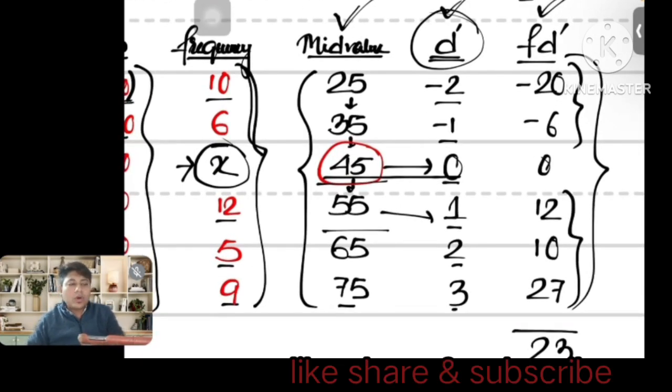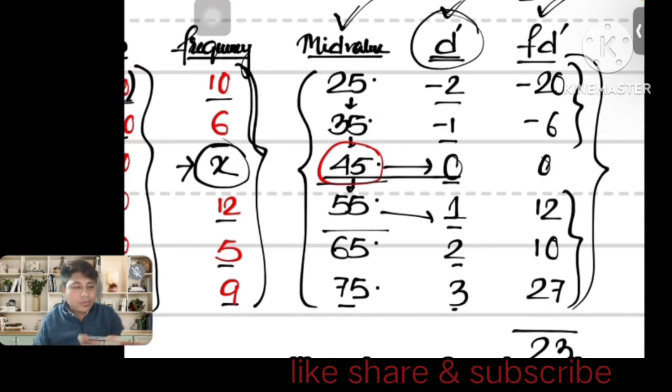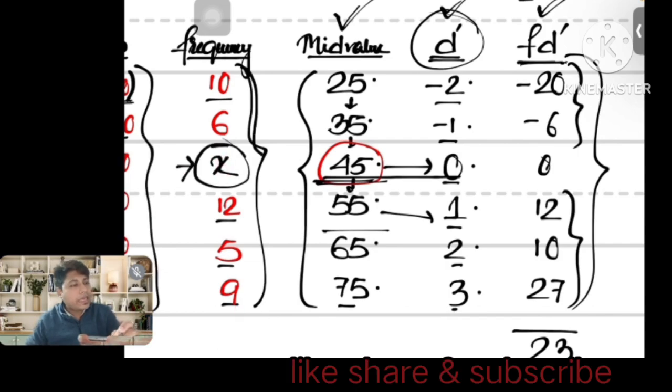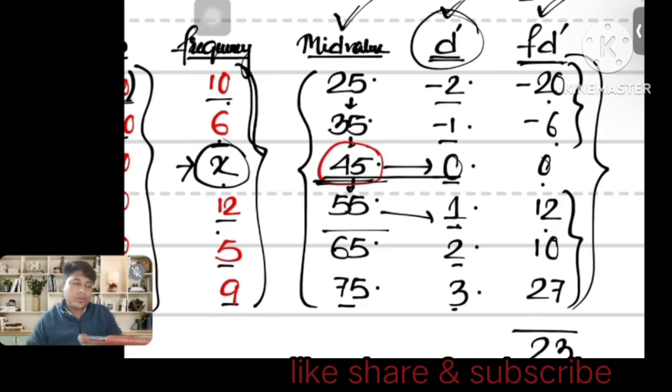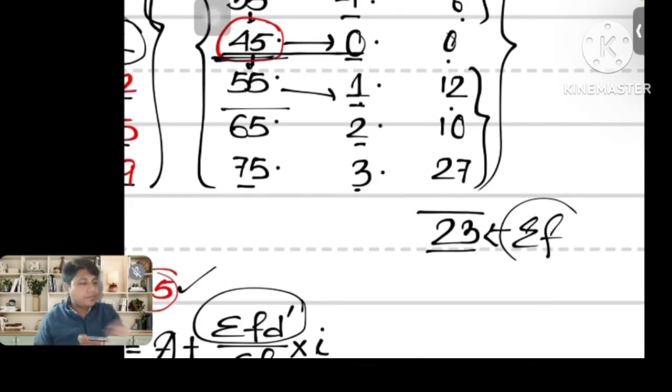Then what? The mid values we already calculated: 25, 35, 45, 55, 65, 75. And D dash is also there, because we assume 45 is the assumed mean. So D dash is minus 2, minus 1, 0, plus 1, plus 2 and 3. Multiplying F into D dash: 10 into minus 2 is minus 20, 6 into minus 1 is minus 6, x into 0 is obviously 0, 12 into 1 is 12, 5 into 2 is 10, 9 into 3 is 27. The summation of FD dash is 23.